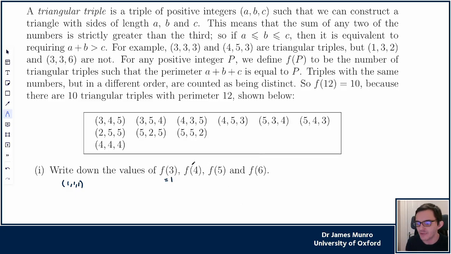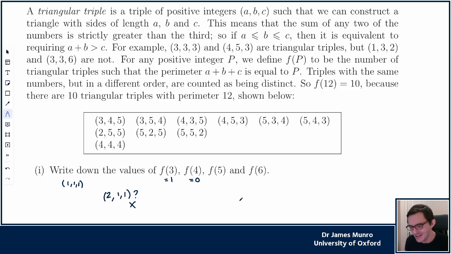Okay, for f of 4, I suppose we need to make 4. There's not very many ways to make 4 either. The only sum I can think of is 2, 1, 1 to increase the previous one just by 1. To make 2, 1, 1, that gives perimeter 4, but that's not a triangle. It's not a triangular triple, because 2 isn't bigger than 1 plus 1. We would need the sum of two sides to be bigger than the other one. So there are no possibilities for this perimeter, f of 4 is 0.